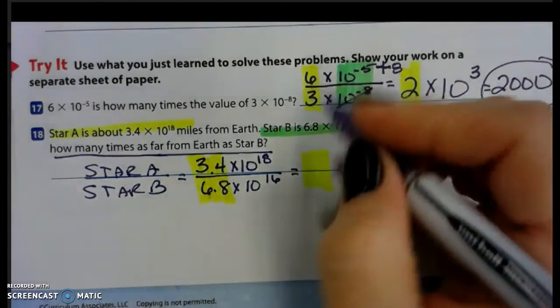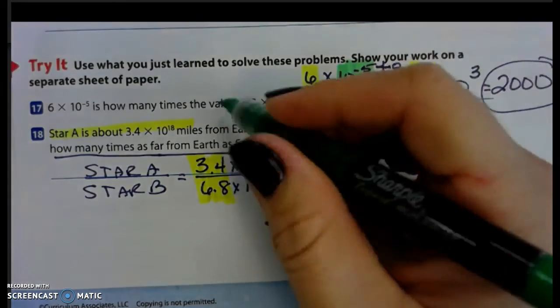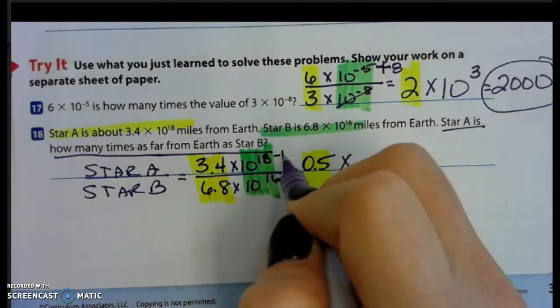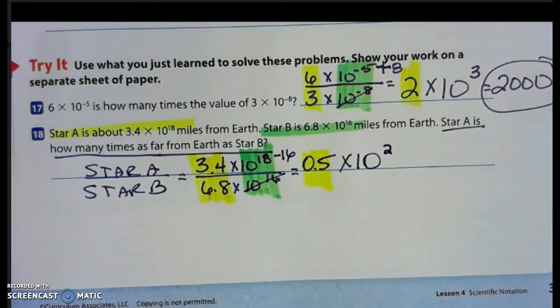So I've got 0.5. Now I'll keep my multiplication. Now I'm going to compare my base 10s. It is the quotient rule, so I'm going to subtract. 10 to the 18 minus 16 gives me 10 to the 2.